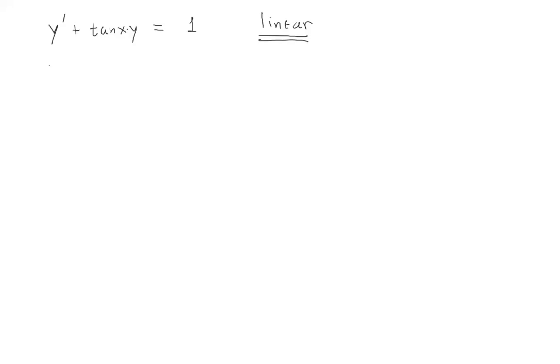So let's find the integrating factor. We will have e to the integral of tangent x dx. Do we all remember how to find the integral of tangent x? Let's do it real quick. This is the same thing as sine over cosine. Here you do a substitution: u is equal to cosine x, so du will be negative sine x dx.